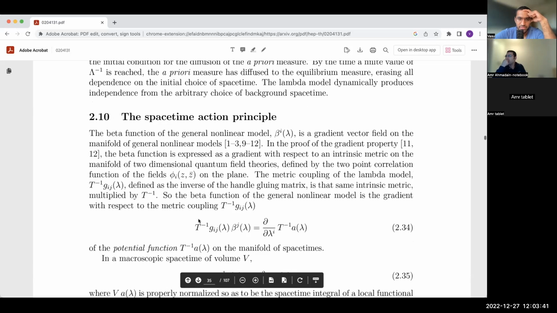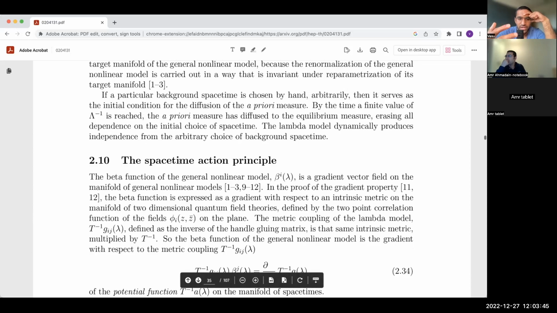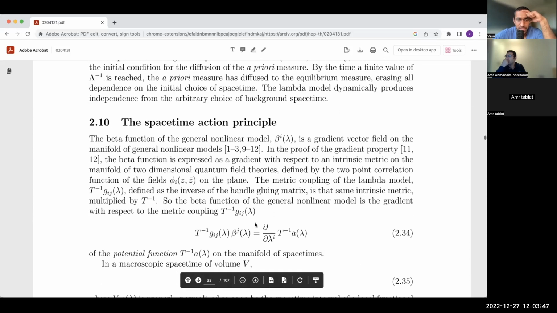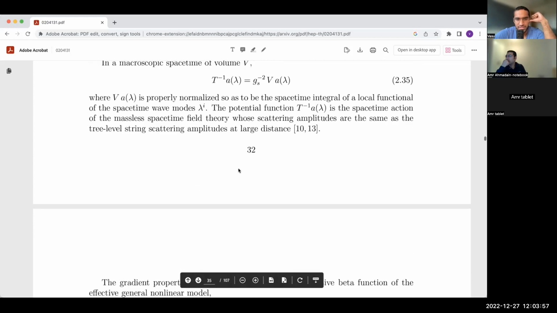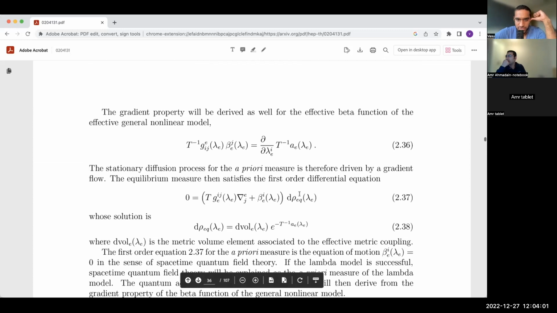So at the level of some kind of a priori measure, he says, okay, then you can work out what the space-time action principle should be. It's the same kind of thing as what Zeitlin is describing. You have the functions generating the beta functions, the C function. And the stationary point of this driven diffusion process, as you normally find, is the one where you take off one derivative effectively.